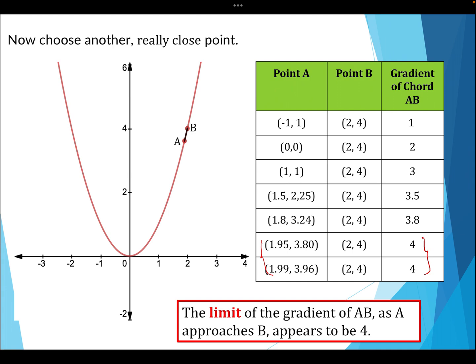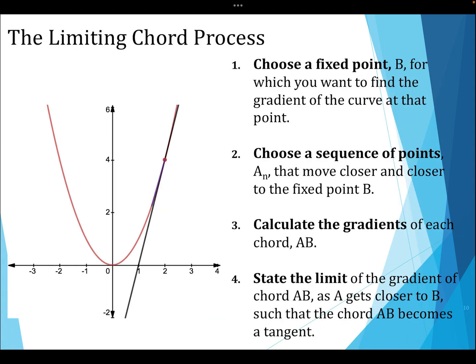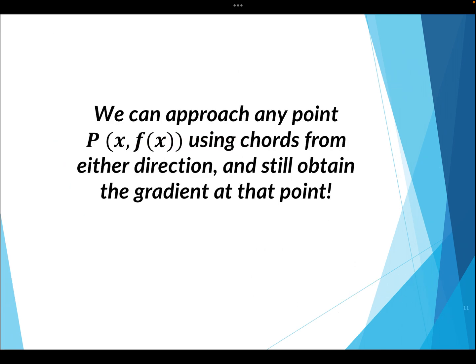Alright? Now, the limiting chord process. What you need to do is choose a fixed point B for which you want to find the gradient of the curve at that point. Then you choose a sequence of points A_n that move closer and closer to the fixed point B. Then calculate the gradients of each chord AB. Then you state the limit of the gradient of chord AB as A gets closer to B, such that the chord AB becomes a tangent.